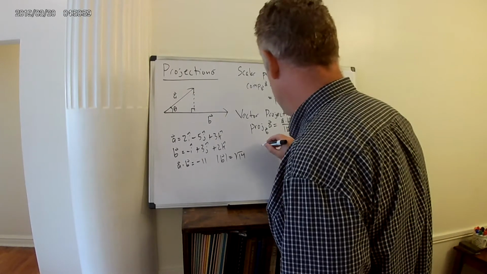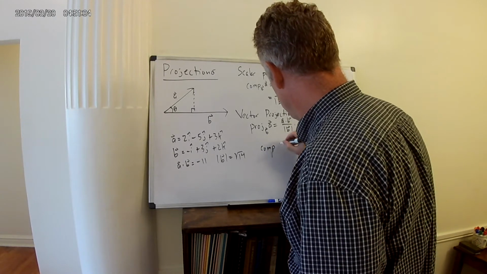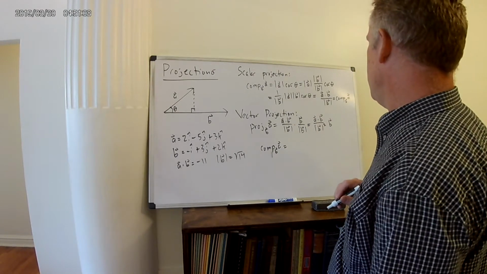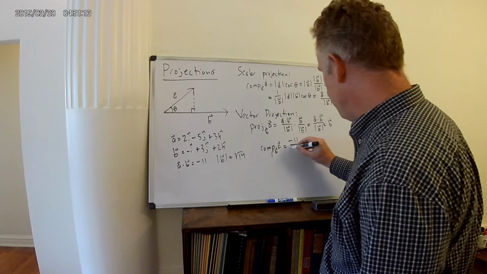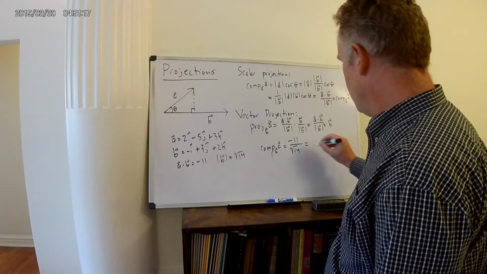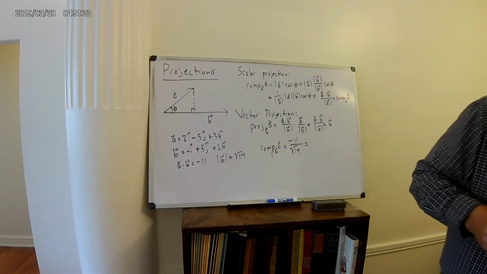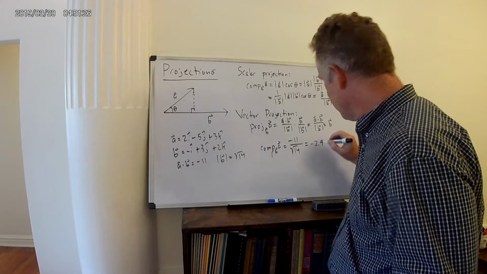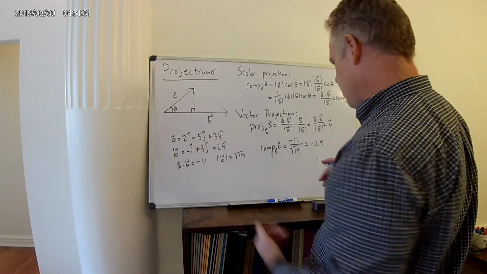Well, the scalar projection would be the dot product, which is minus 11, divided by the magnitude of B, which is square root of 14. And that's it, basically. So this is the projection of A onto B. And if we calculate a number here, what does this come out to? This comes out to minus 2.9, which actually indicates the angle between these vectors is greater than 90 degrees.